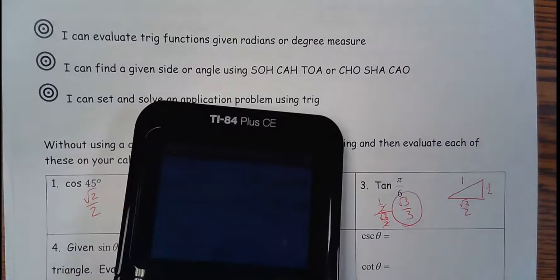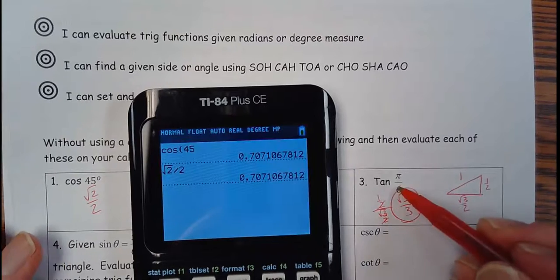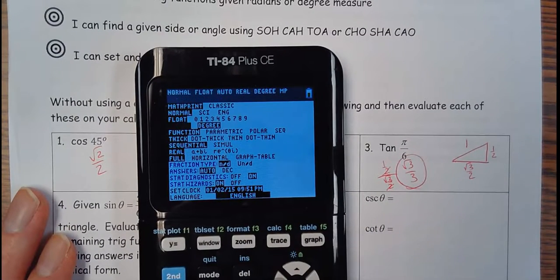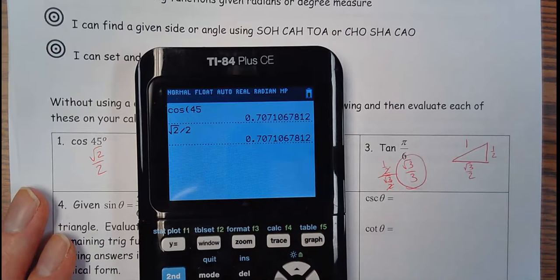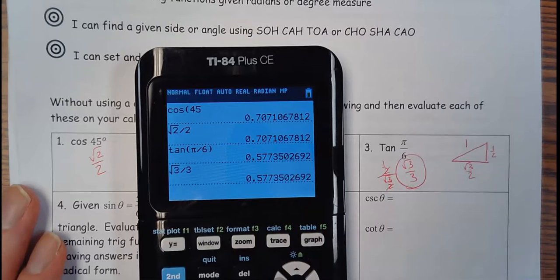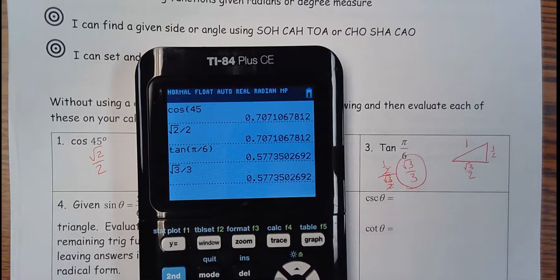If I want to check that in the calculator, and this one is in radians, so I go back to push mode and put this back into radians. And now I want the tangent of pi divided by 6. I get that answer. Well, let's just take the square root of 3 divided by 3, and it's the same thing. So we double checked it, and I do have it right.